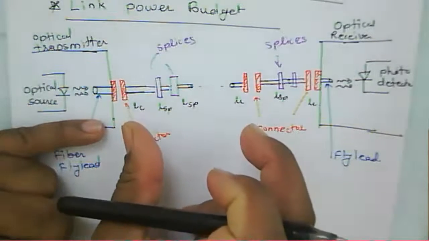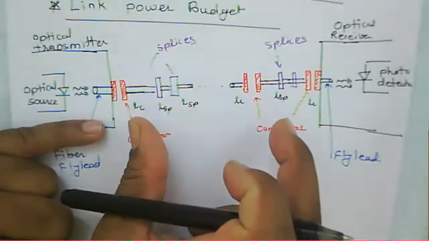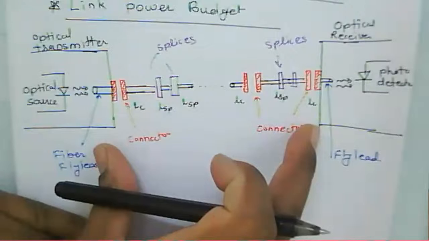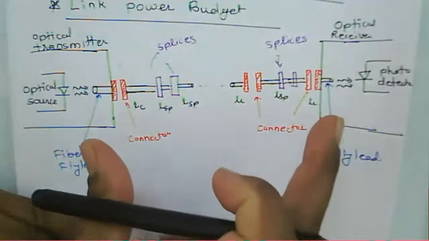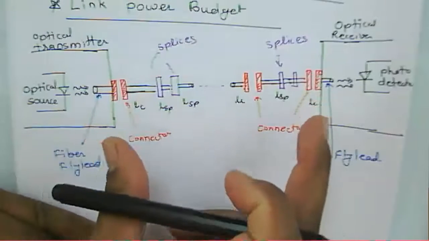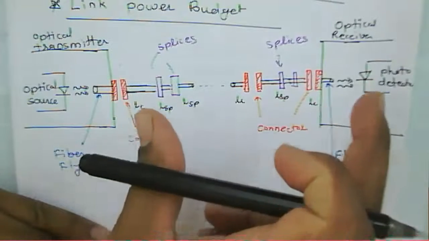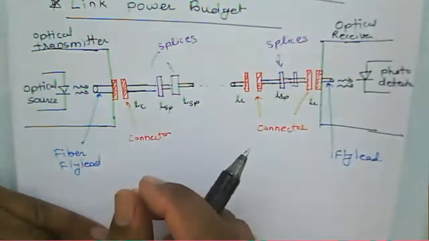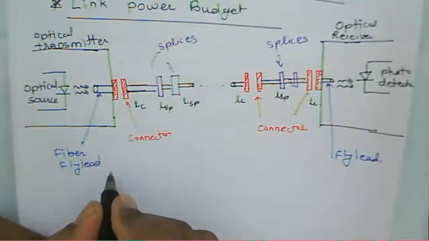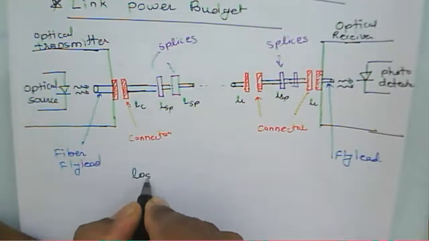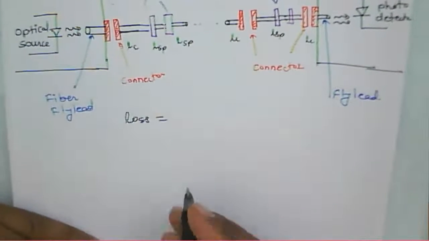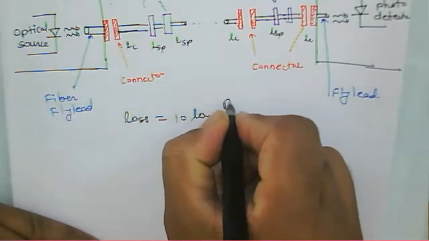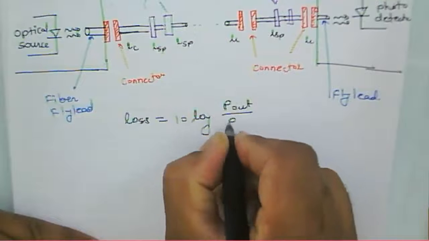So we should know what will be the total losses in a given particular link. So we need to obtain what the total loss is based on these various elements. That's why we can say that the loss inside a given optical fiber is nothing but 10 log of P out by P in.